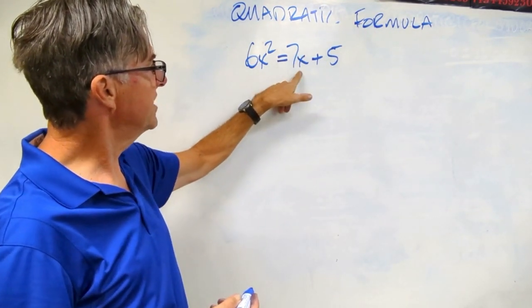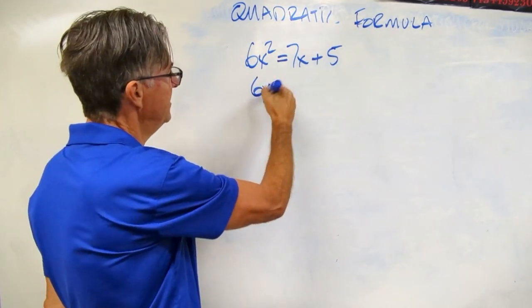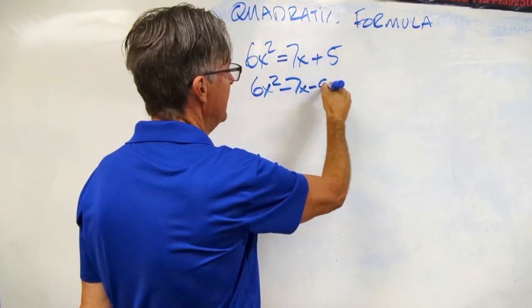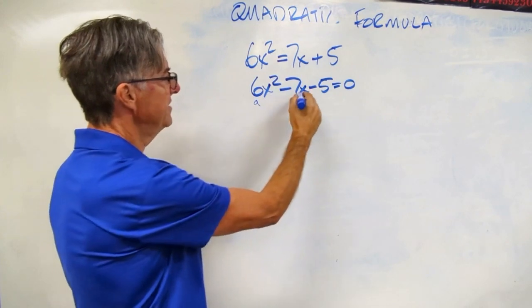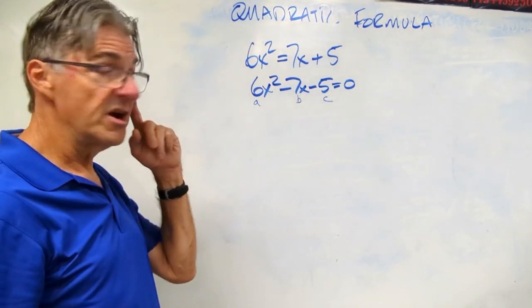So we're going to subtract 7x and 5 from both sides to move them over to the left-hand side to get 6x squared minus 7x minus 5 is equal to 0. Now check it out. Here's your A, your B, and your C. So we're going to go ahead and plug that into the quadratic formula.